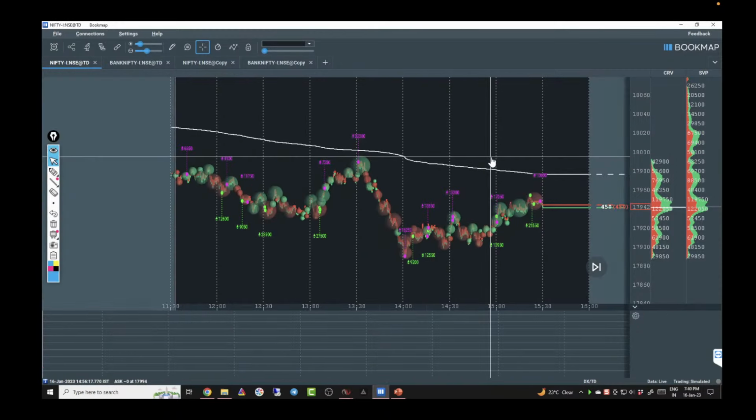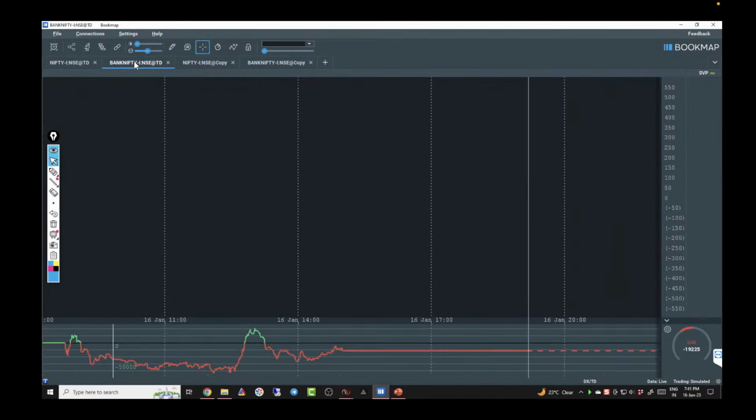That's one of the indicators. So let's check out Bank Nifty as well.